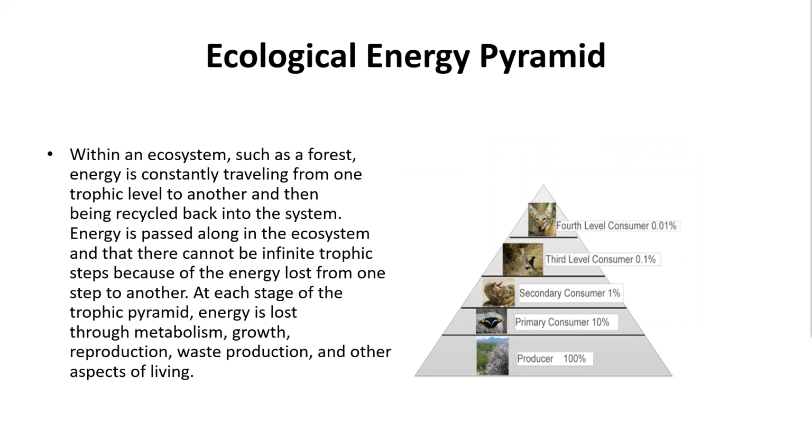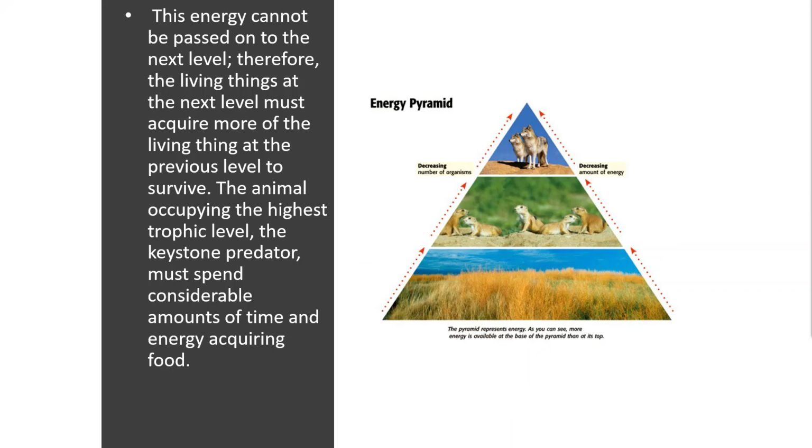Within ecosystems such as forests, energy is constantly traveling from one trophic level to another, and then it gets recycled back into the system. Energy is passed along in ecosystems, and there cannot be an infinite trophic step because of the energy that gets lost from one step to another. At each stage of this trophic pyramid, energy is lost through metabolism, growth, reproduction, waste production, and other aspects.